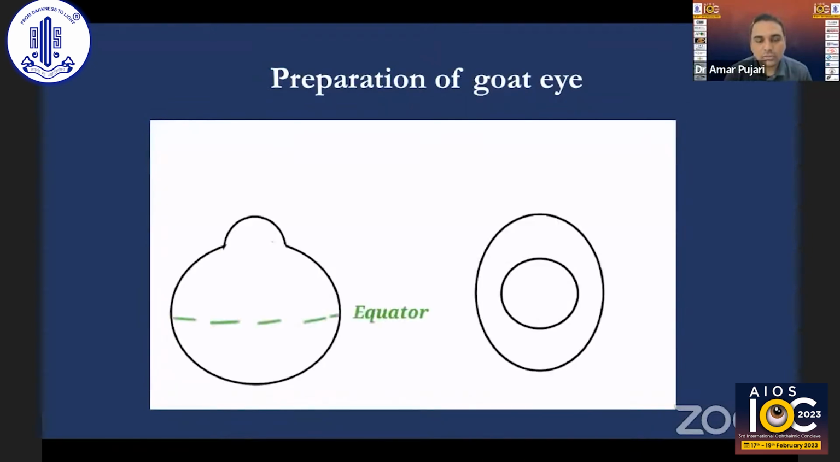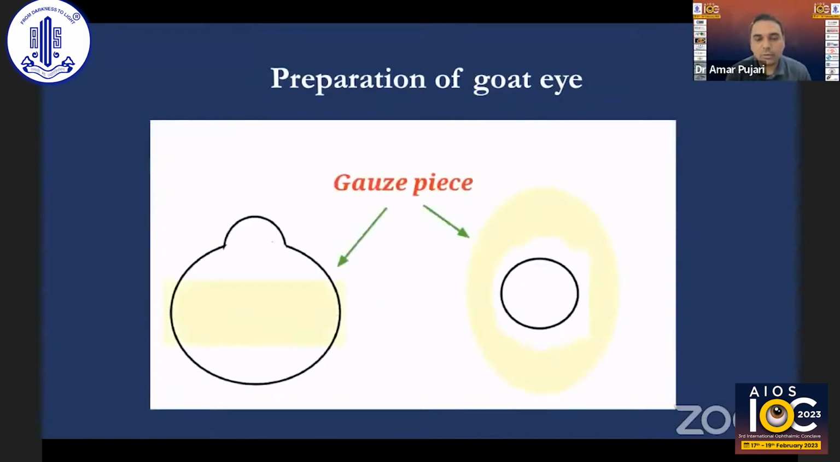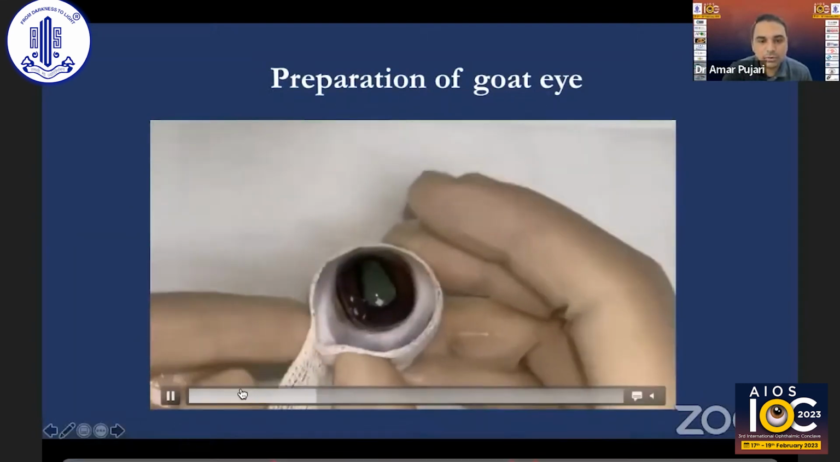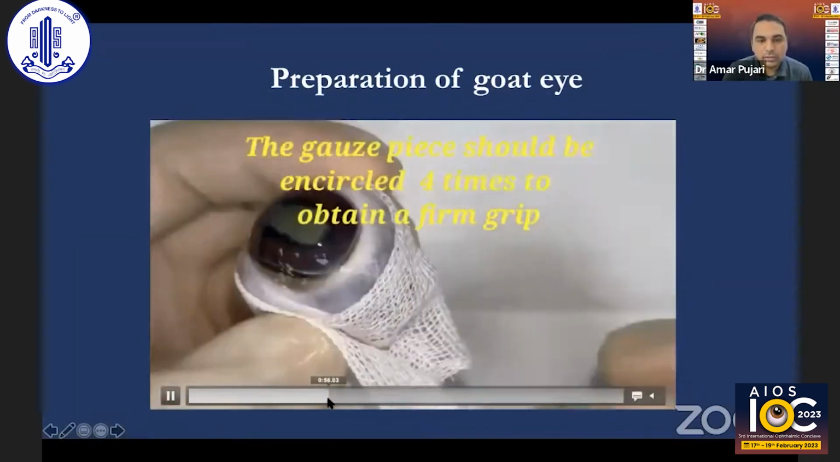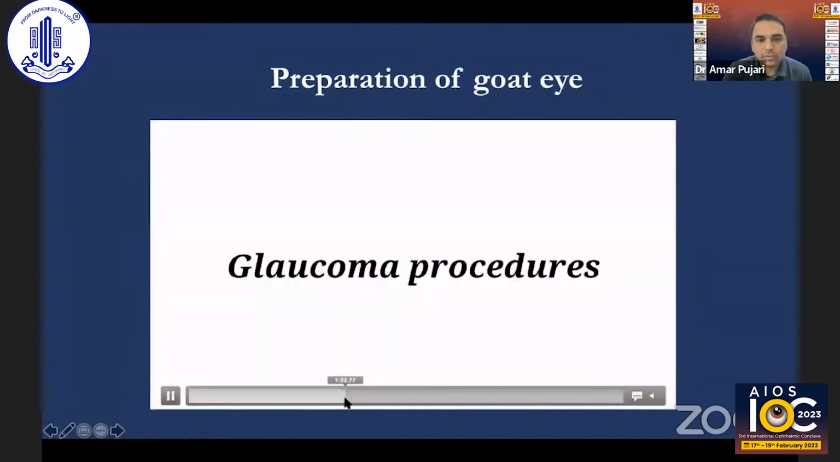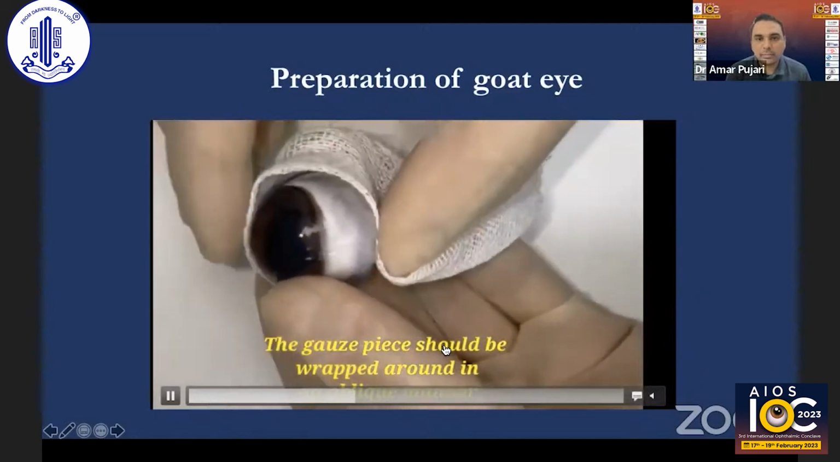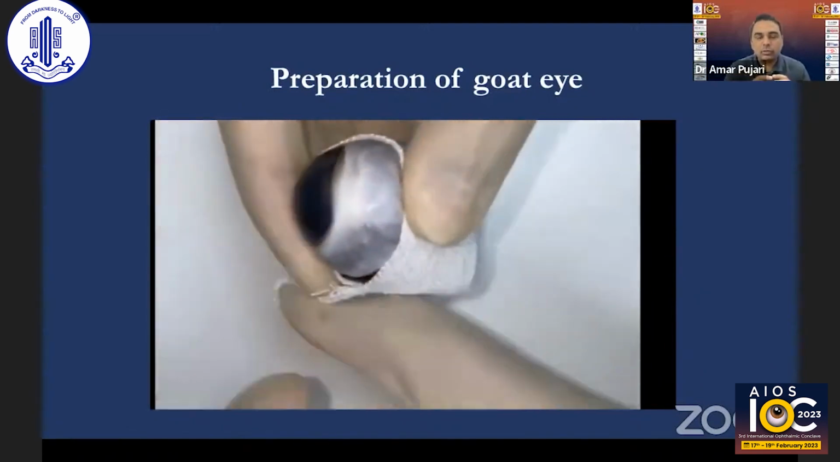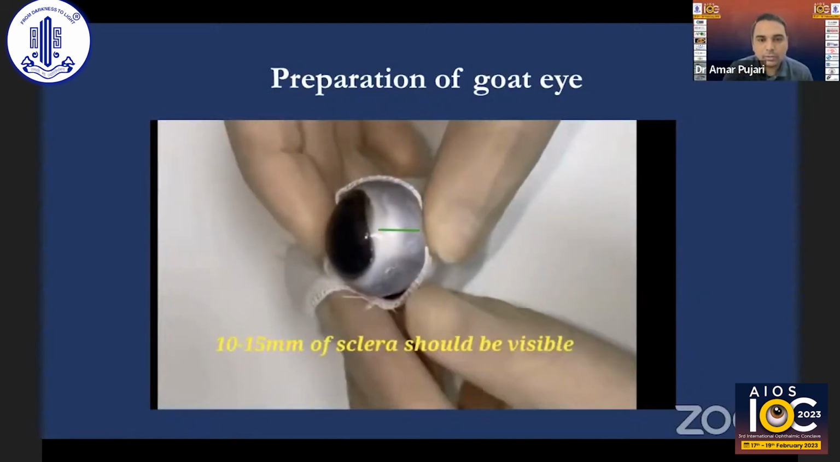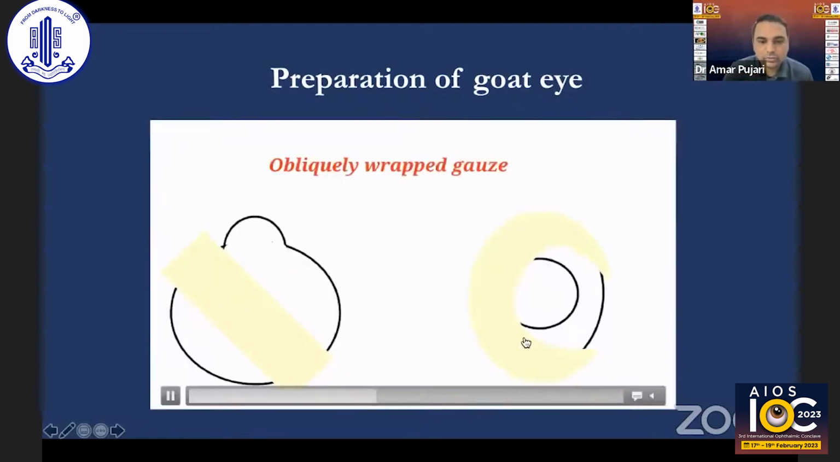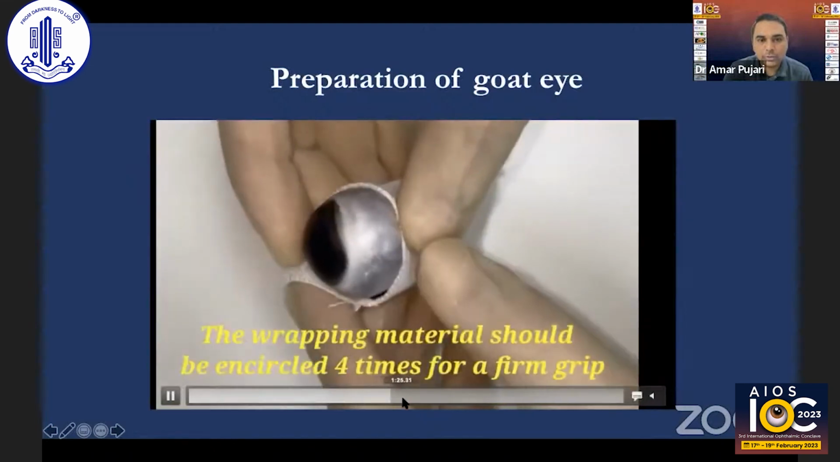And this is a cross-sectional view, which shows how to wrap the globe using a gauze for anterior segment surgeries. Similarly for glaucoma surgeries, we are going to slant because we are interested more in the limbus, sclera, as well as some part of the cornea. So by tilting the globe forward, we are going to wrap the globe. We want to have the exposure of the sclera as well as the limbus. So this is how we wrap for the glaucoma surgeries.